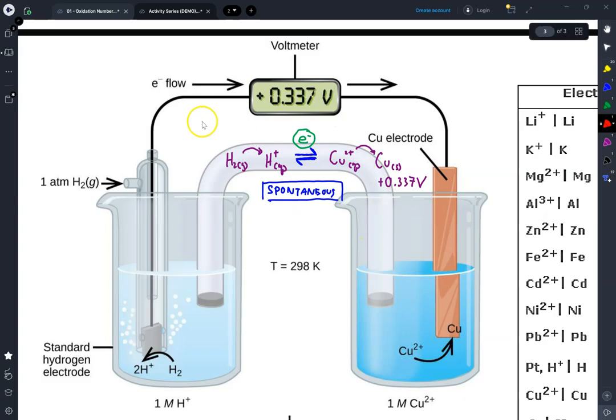Alright, so going in the reverse direction is no longer spontaneous, and because the flow of charges is now in the opposite direction, we must also change the sign of the difference in voltage from positive 0.337 to negative 0.337.